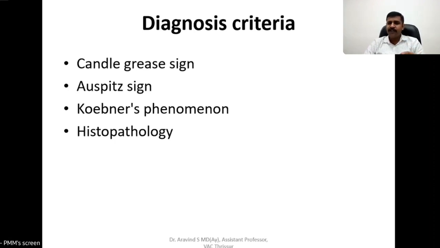Next one is the Auspitz sign. Auspitz sign means if you peel off these scales, you can see minute bleeding spots beneath the scales. That is called the Auspitz sign. Now, next is the Koebner phenomenon. This phenomenon you can see in lichen planus also, if you remember that. What is the Koebner phenomenon? If there is an injury in the body, suddenly the disease which had already gone from our body will start again based upon this injury mark.